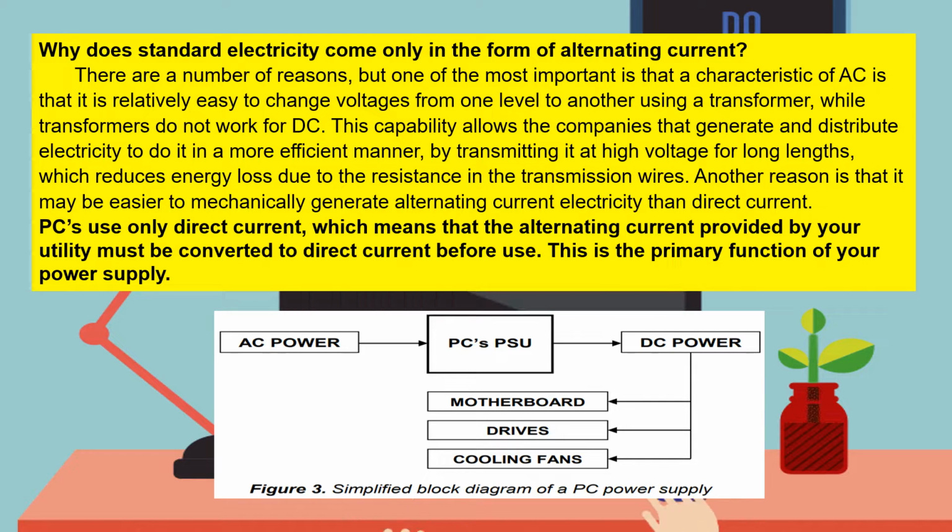By transmitting it at high voltage for long lengths, which reduces energy loss due to the resistance in the transmission wires. Another reason is that it may be easier to mechanically generate alternating current electricity than direct current. PCs use only direct current, which means that the alternating current provided by your utility must be converted to direct current before use. This is the primary function of your power supply. So figure 3 is a simplified block diagram for a PC power supply.